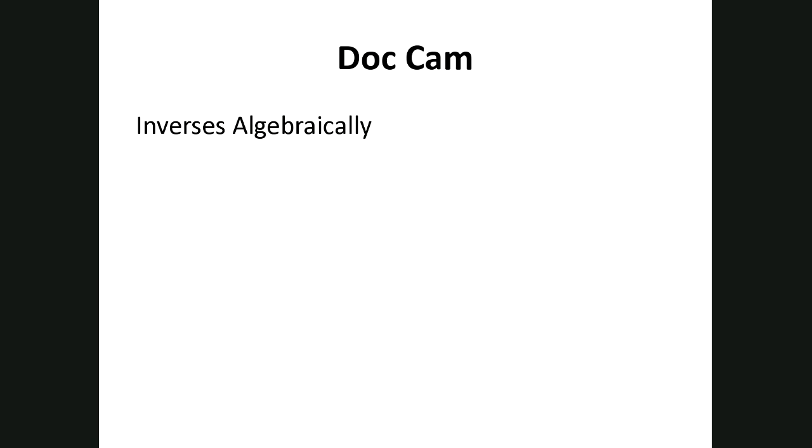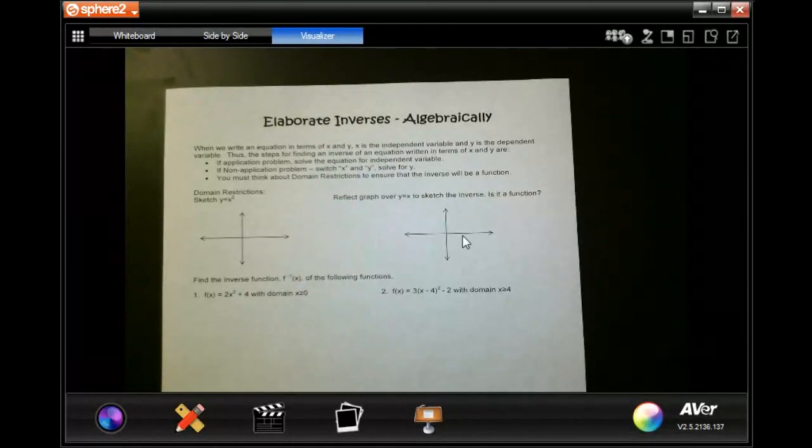So what does it say? Why don't you guys put in the chat box, what does it say next to the 2x squared plus 4 here? That there is a domain restriction. Yes, specifically, what is it for this one? What's the domain restriction? Domain x is greater than or equal to 0. All right, so let's start at the top, shall we?